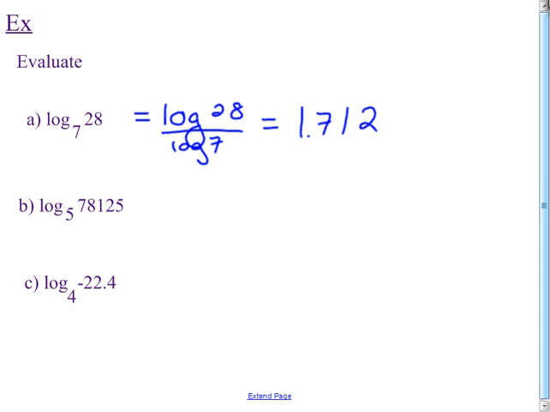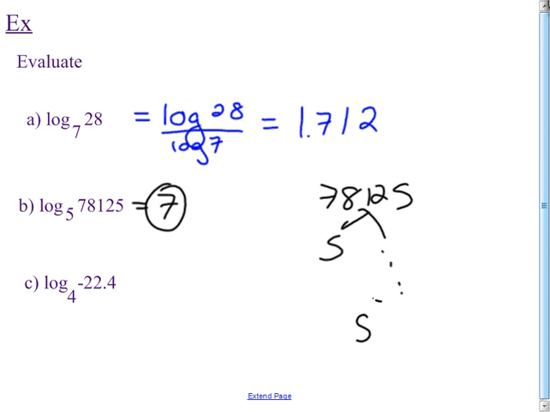So log base 5 of 78,125 equals 7. So in other words, I could have factor treed 78,125 and broken that down. And I would have gotten an integer value because 5 to some exponent, 5 to the 7th, equals 78,125. So I'd have a 5 and then keep going. This is 5 to the 7th. Okay, then the last one.